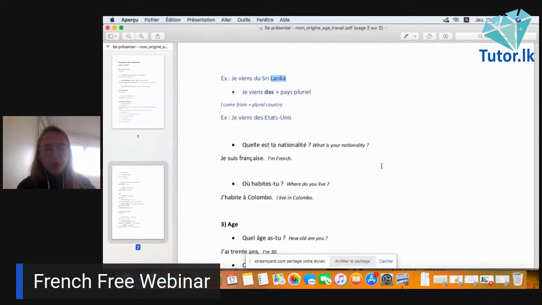Where do you live? Où habites-tu? So once again, the word où means where. Habite is from the verb habiter, which is to live. And tu is the pronoun you. So where do you live? J'habite à Colombo. So this is the answer. I live in Colombo. So this was about the origin and nationality.